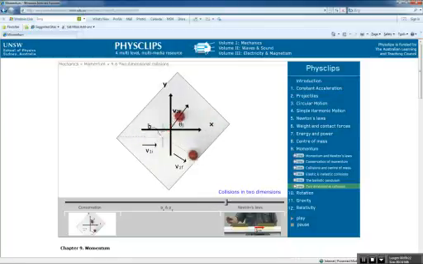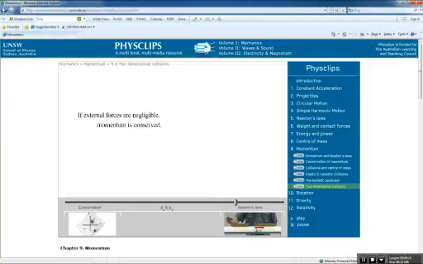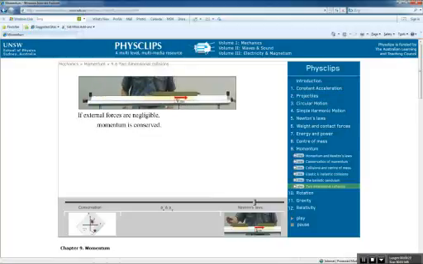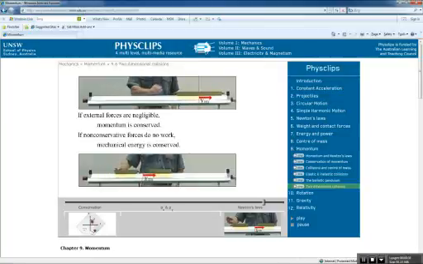Momentum conservation is a powerful principle, and it's a general way of writing all three of Newton's laws. As with conservation of mechanical energy, however, you must be careful when you use it.